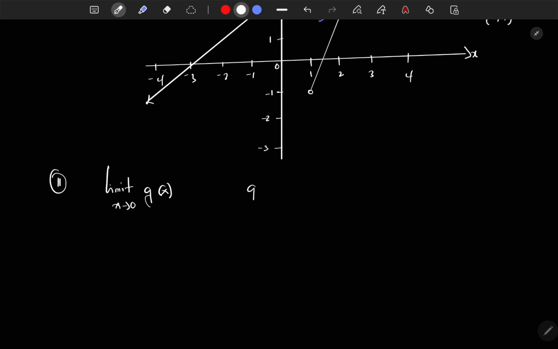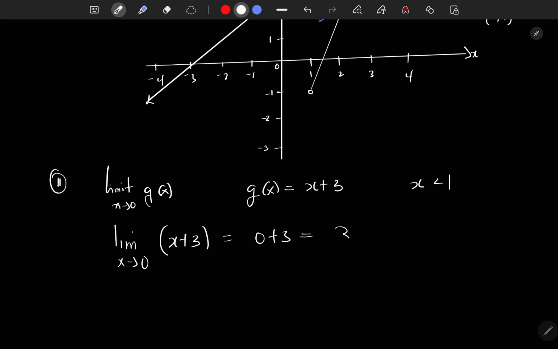So the g of x we are going to use is just x plus 3, for x less than 1. So here now we are saying the limit as x approaches 0, for which function? For x plus 3. That's all. You can just put 0 there, plus 3, and you get 3. Therefore, the limit as x approaches 0 of g of x is equal to 3.